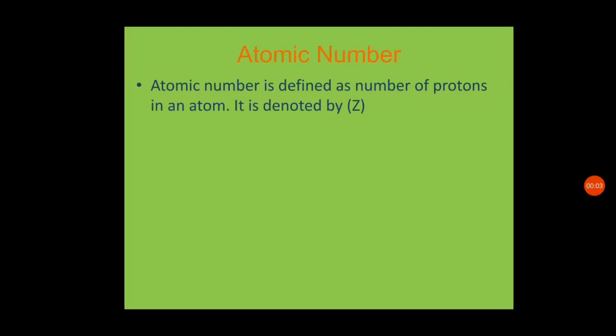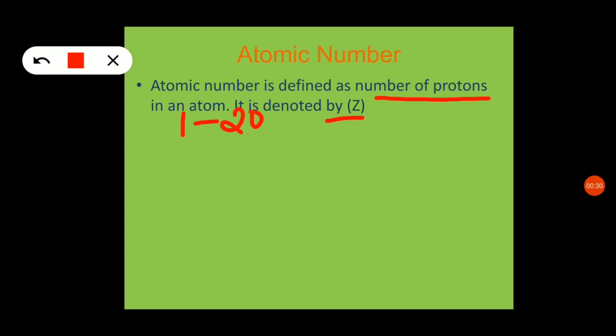Next we have atomic number. Atomic number is defined as the number of protons in an atom. It is denoted by Z. So the number of protons will give the atomic number. You have to learn the atomic number of 20 elements, from the first element to the 20th element. You should also know the name of the element and the symbol.